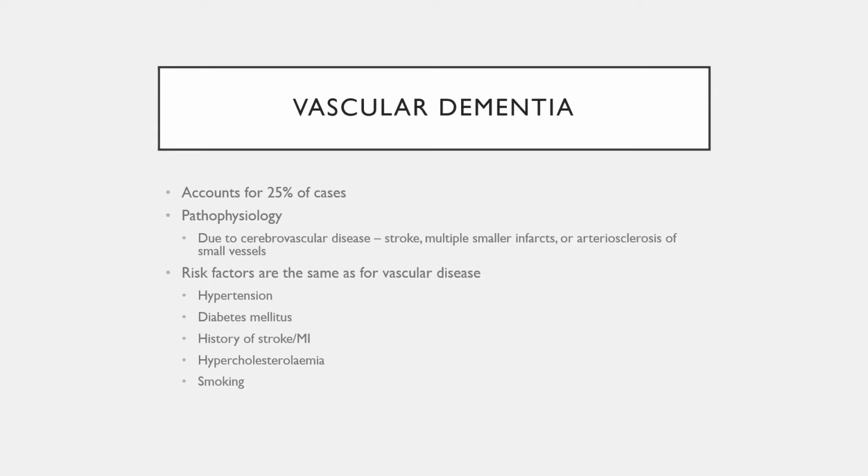So the second most common cause of dementia is vascular dementia, and it accounts for around 25% of cases. It's due to cerebrovascular disease, so either a stroke, multiple smaller infarcts which aren't necessarily recognised as strokes, or due to chronic small vessel disease of the brain. The risk factors are the same as for any vascular disease: hypertension, diabetes, a history of strokes or myocardial infarction, high cholesterol, and smoking.